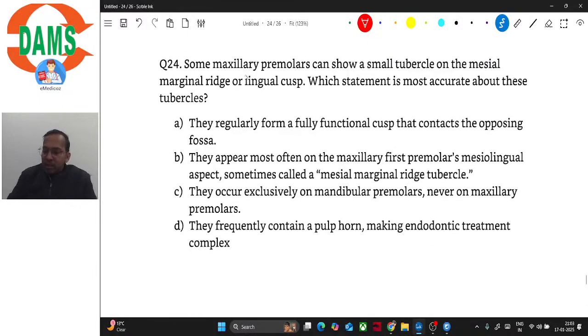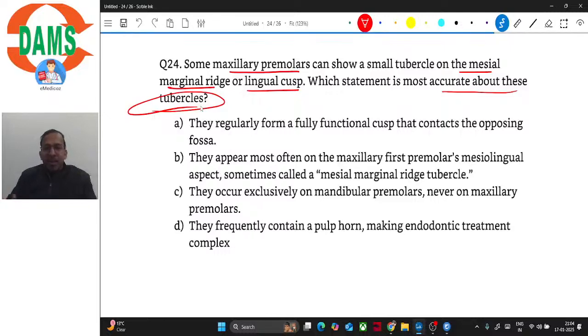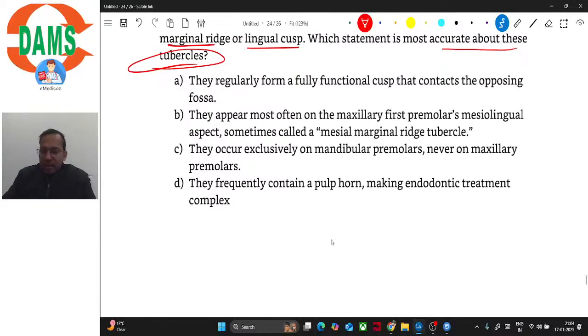Some maxillary premolars can show a small tubercle on the mesial marginal ridge or the lingual cusp. Which statement is most accurate about these tubercles? So we know such a tubercle, that is dens invaginatus, which is seen on the mandibular second premolar. But we are not talking about that. We are talking about the tubercle that is seen on maxillary premolars, right? They regularly form a fully functional cusp that contacts the opposing fossa. Obviously, this is incorrect because we haven't read about any fully functional cusp developing apart from the buccal or lingual cusps, right? They appear most often on the maxillary first premolar.